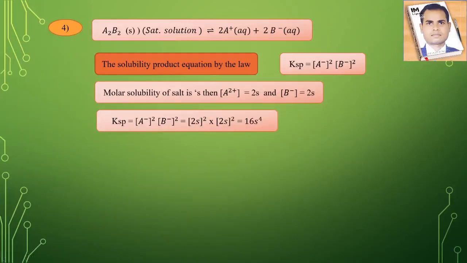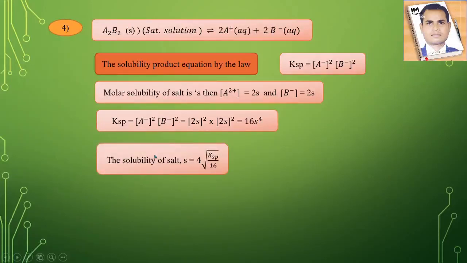So the Ksp will be [A⁻]² [B⁻]² equals (2s)² × (2s)². So in this way you will calculate, and you will get 16s⁴. So the solubility of salt for this kind of molecule you will get as s = ⁴√(Ksp/16), right.